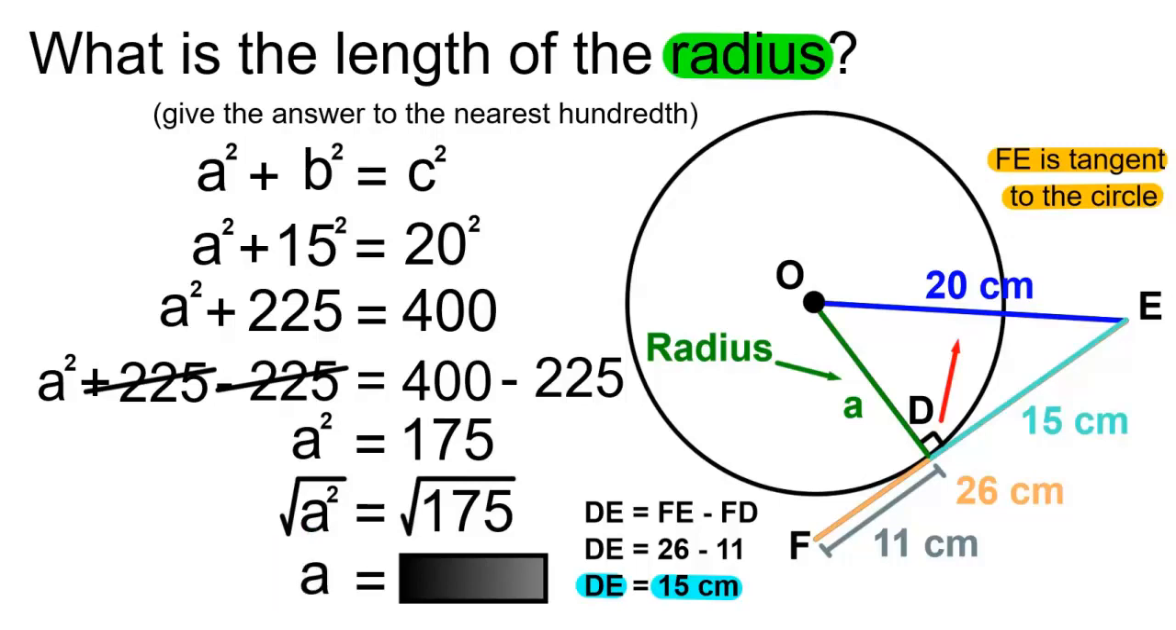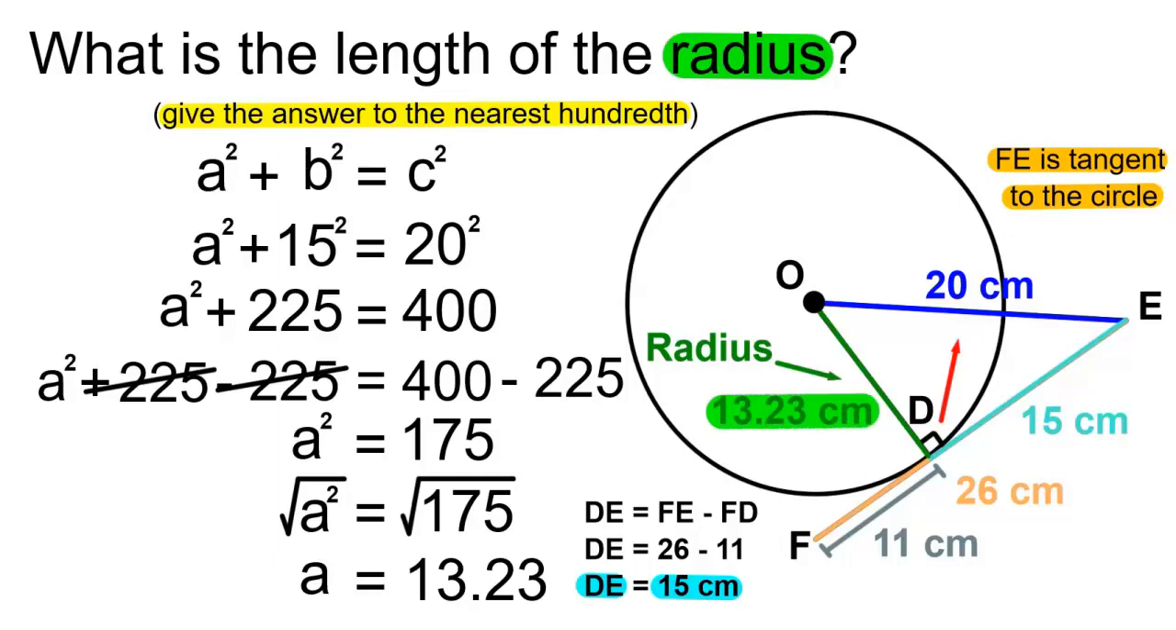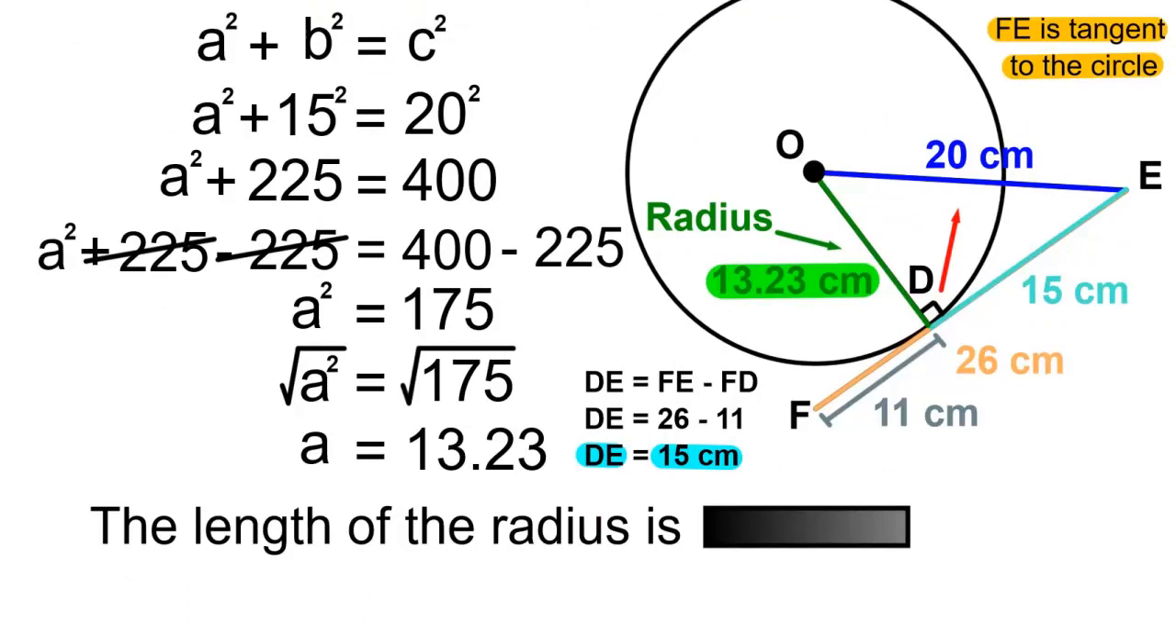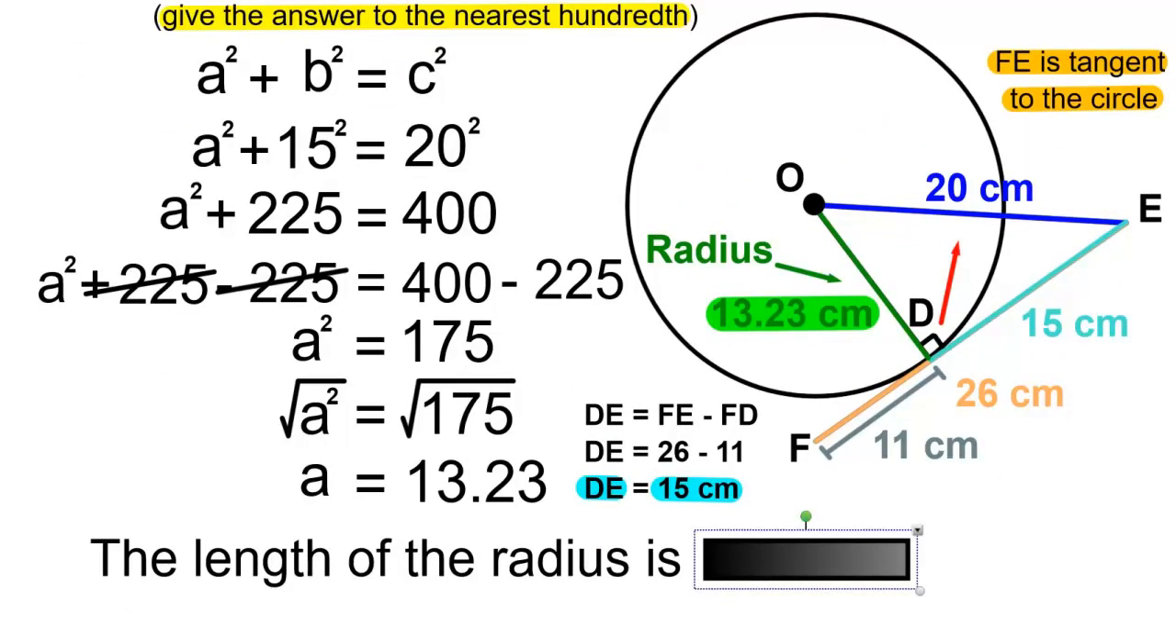And now to find the square root of 175, we have to make sure we give the answer to the nearest hundredth. So the square root of 175 to the nearest hundredth will be 13.23. So a is equal to 13.23 centimeters. So the length of the radius is 13.23 centimeters.